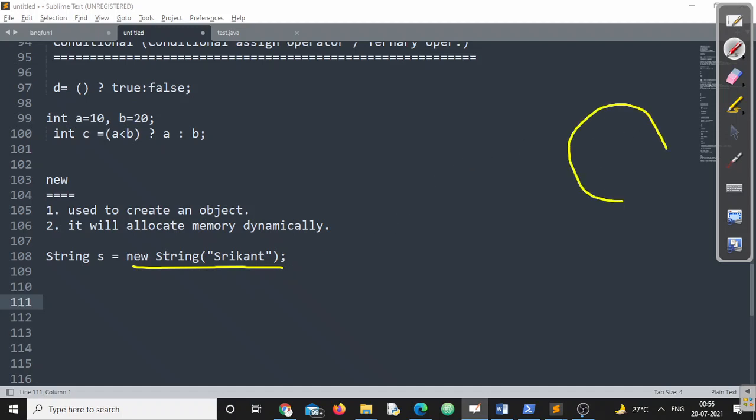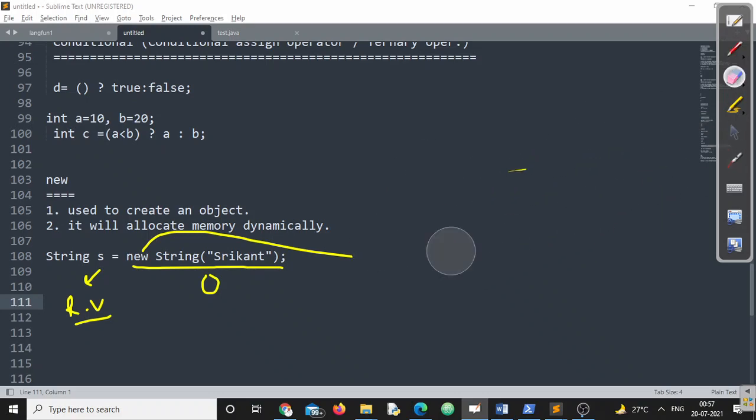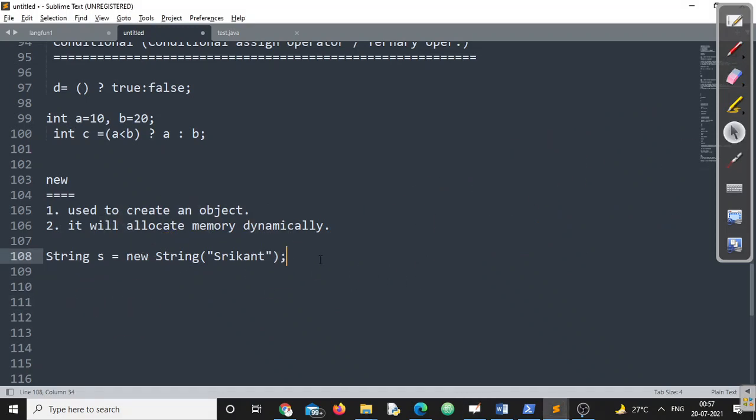A memory space will be reserved, and the value of that object will be Srikanth. Remember, this is an object and this will be a reference variable. Now, s is a reference variable which is referencing the object. Now, the role of new is to not only create an object but also reserve that much space inside memory. Make sure you understand this point up to this class. Whenever we go through OOPS concept, we'll learn more about that, right?